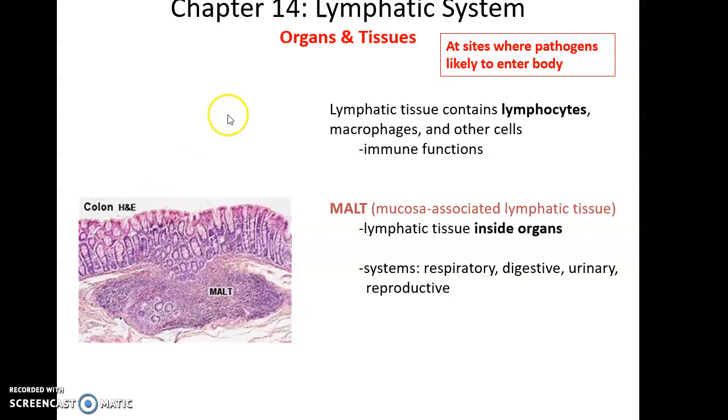And it is there because one way for pathogens to get in is to cross through the large intestine to get deeper into the body. So MALT, mucosa-associated lymphatic tissue, is found with a lot of different organs in the respiratory system, the digestive system, the urinary system, and the reproductive systems, all places where infection is more likely to occur.